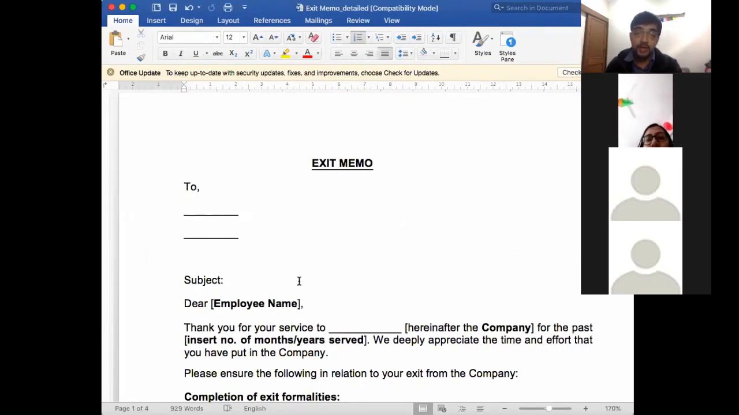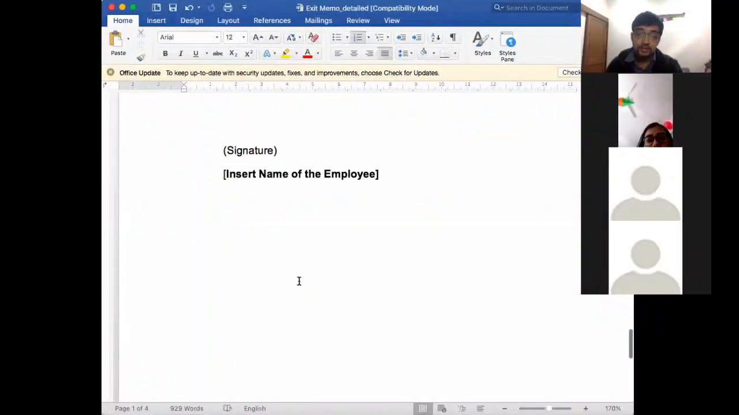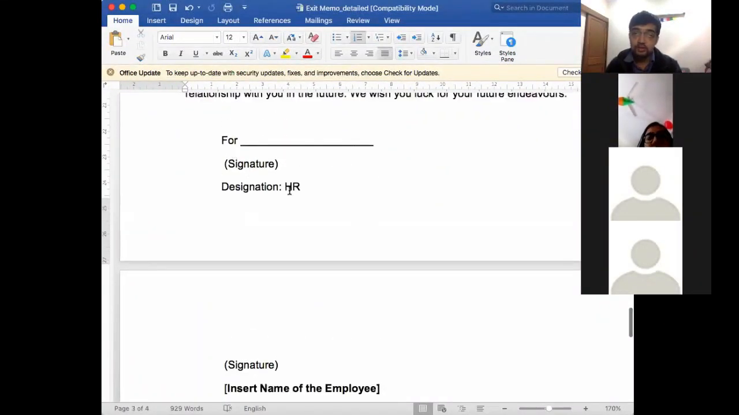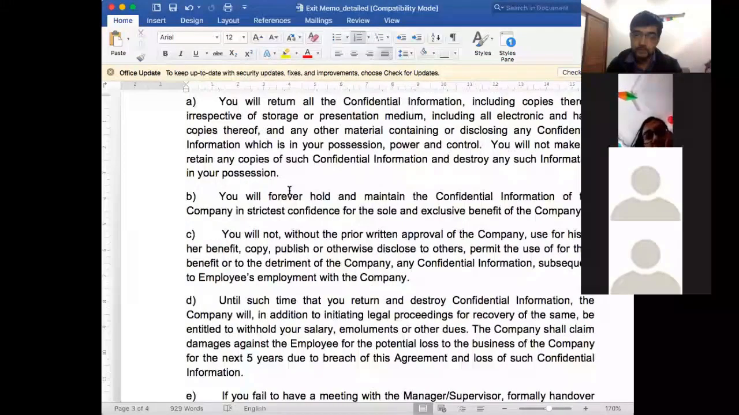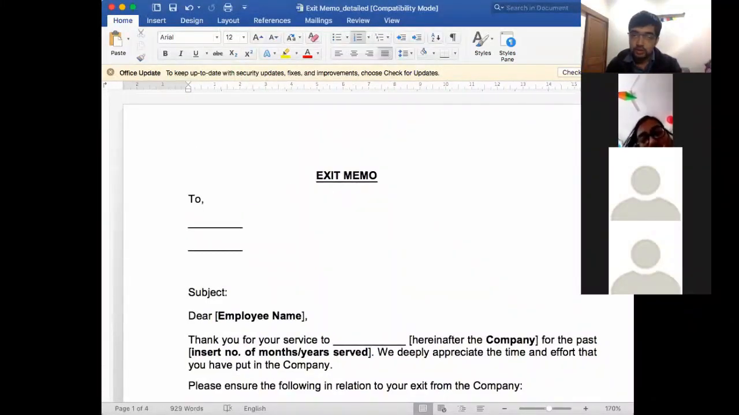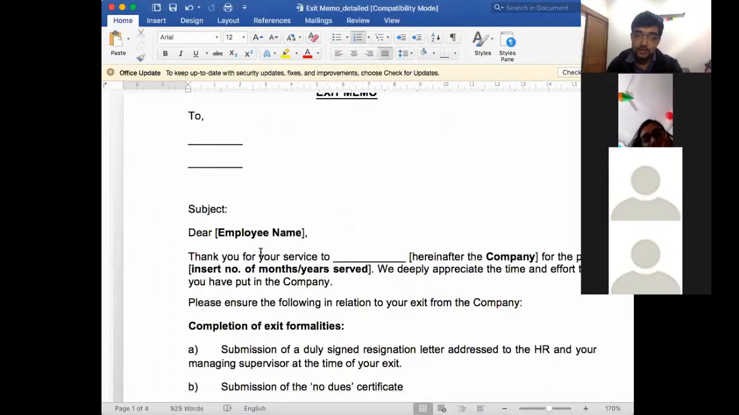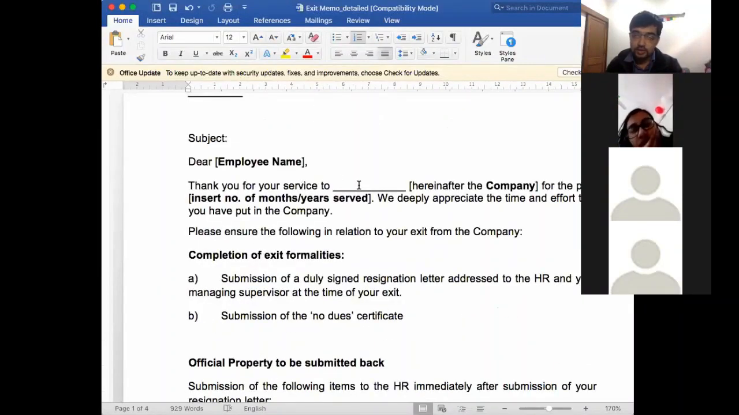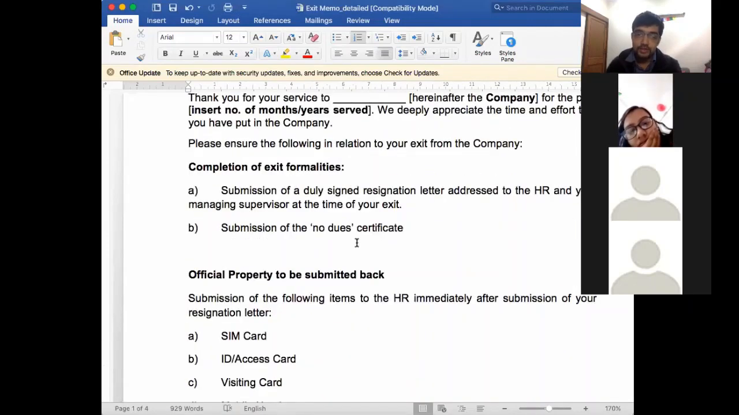So it is issued by the HR. You could also have the signature of the director, but the HR head, whoever manages the HR function, can issue this on behalf of the company. It is issued to the employee who is leaving, with a subject. Then you acknowledge the employee for their service because it's in a letter style, right? Now, there are certain exit formalities that can be executed here. First, submission of a duly signed resignation letter in case there is a resignation happening.